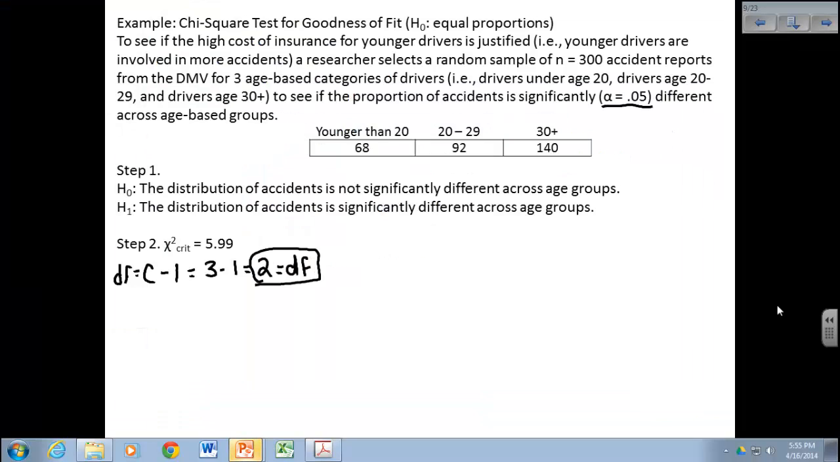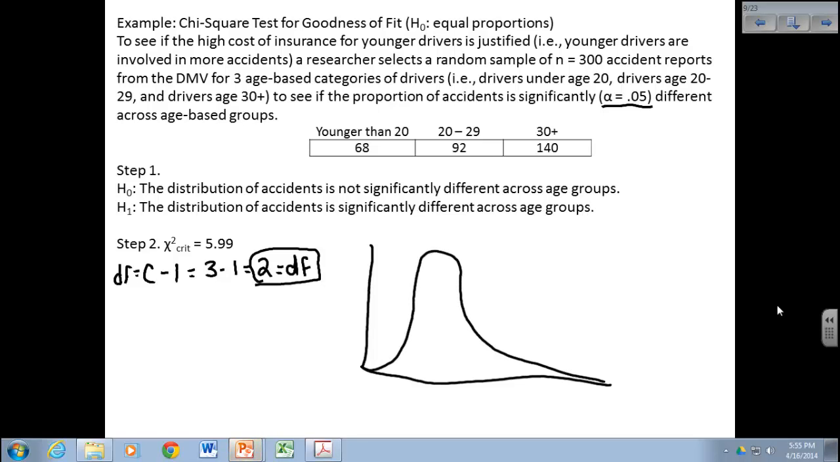So if I draw my critical region, I've got my positively skewed distribution, these are my values for chi-square, my frequency. This represents 1, 0, and my critical region is 5.99. So my chi-square observed has to fall at 5.99 or above to reject the null hypothesis and say there are actually going to be expected to be differences in the age-based distribution of accident havers. Okay, moving on.